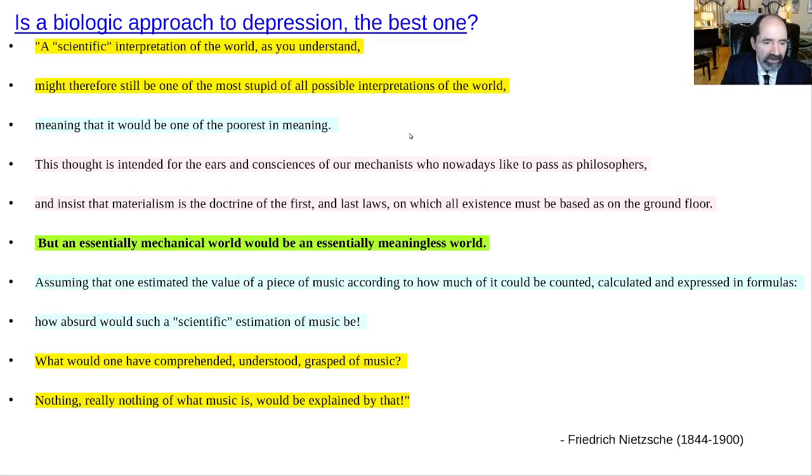What would one have comprehended or understood or grasped about music? Nothing, really nothing of what music is would be explained by that. And that's kind of like trying to say a person's just a mechanical lab animal with a disease, take this pill. That doesn't work either.